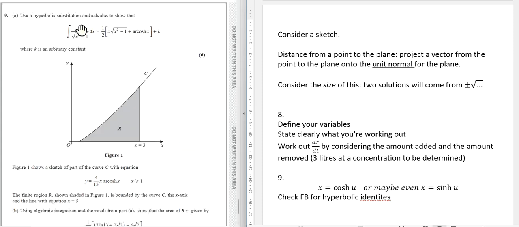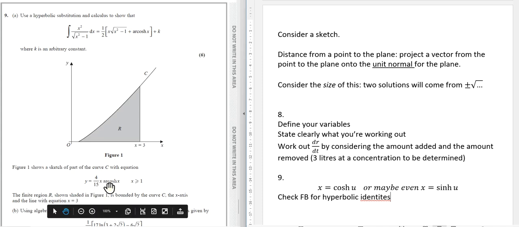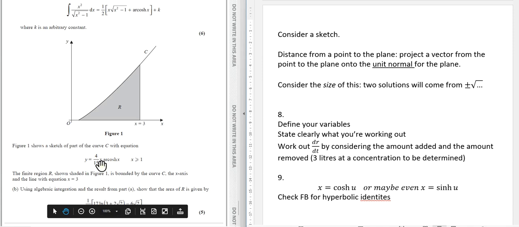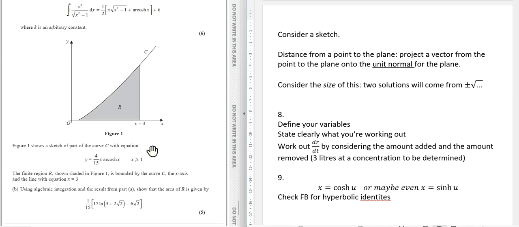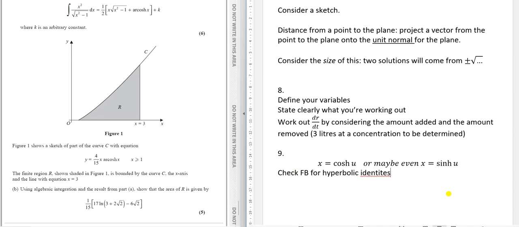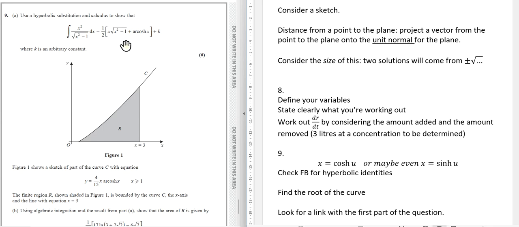Well, this corresponds in some way to this. We're looking for the integral of this. We need to look at where it crosses. So we find the root of the curve, and then we're going to look for a link with the first part of the question. So we have something involving x times arc cosh x.